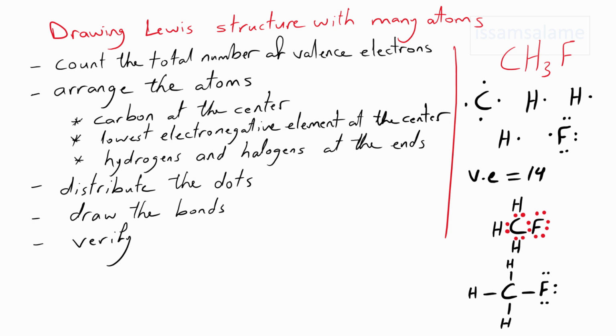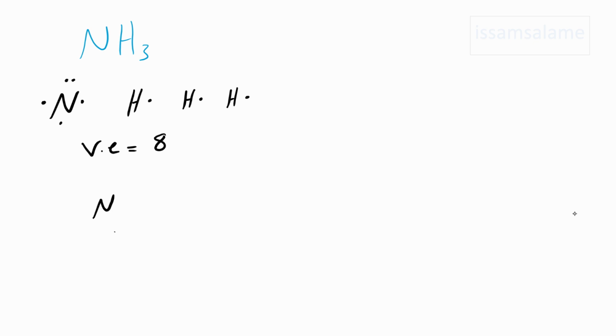Let's have another example. Ammonia with formula NH3. The first step is to draw the Lewis structure for all the atoms. Nitrogen with 5 dots, 3 hydrogens each with 1 dot, and the total number of valence electrons is 8. Then we place the atoms, nitrogen at the center and hydrogens around it, and then we add a sharing pair of electrons between every 2 atoms.